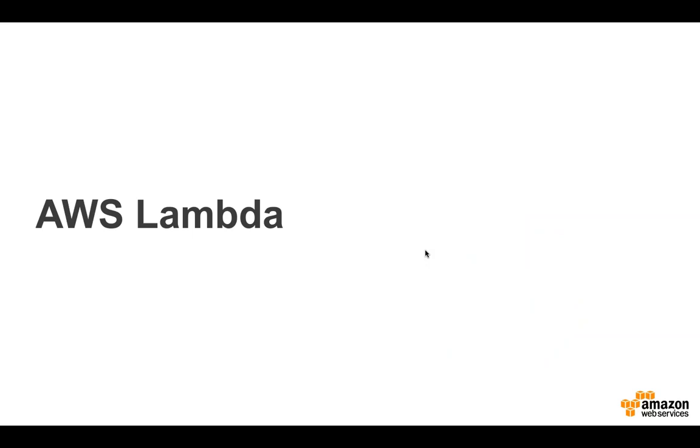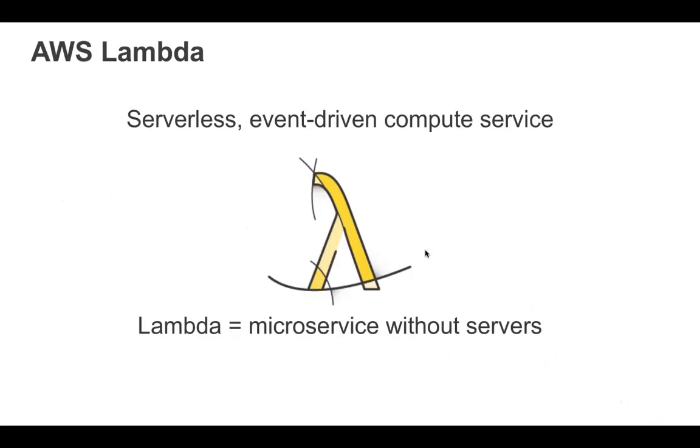So the first service as part of a serverless architecture is Amazon Lambda, AWS Lambda. Lambda is a fully managed event-driven compute service. It's a microservice without servers. That's how we tend to think of Lambda. Fully serverless, we write a function, upload it to the Lambda service, and then you can enable it to be executed in a number of different ways as needed.